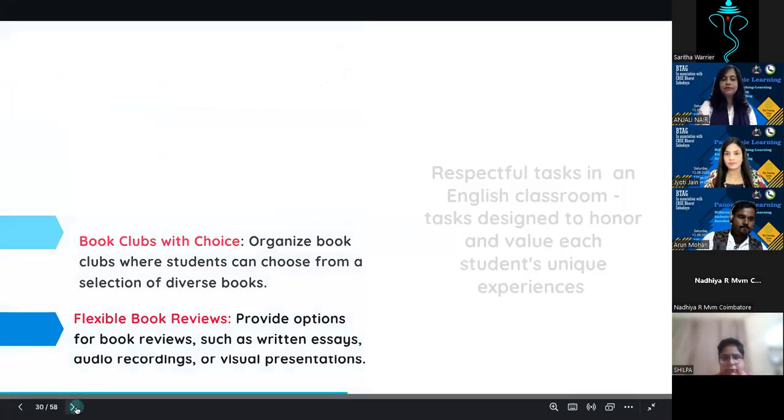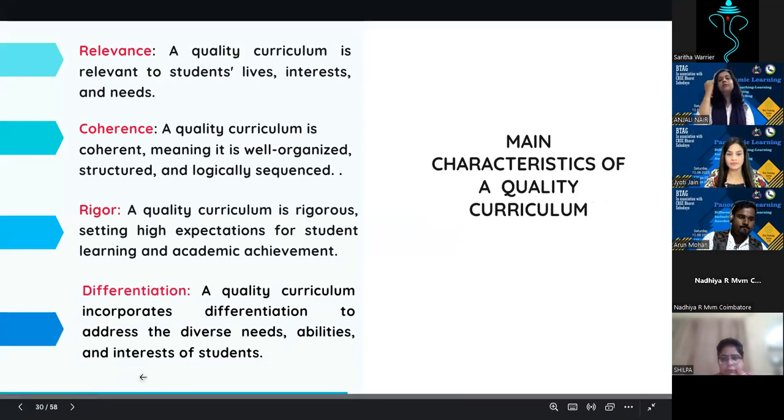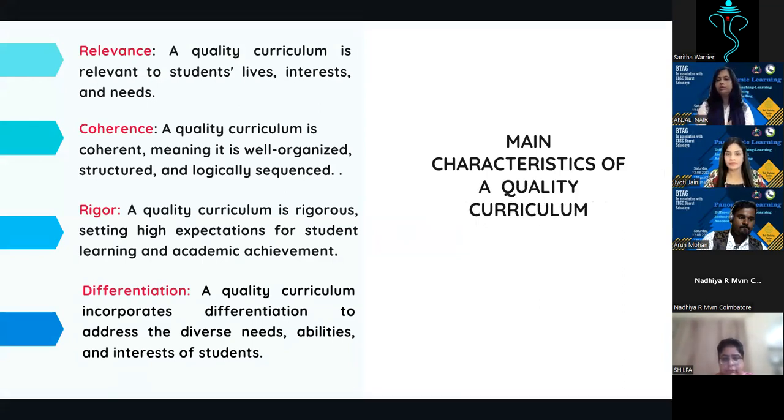Next, quality curriculum. What are the main characteristics of a quality curriculum? It is relevance, coherence, rigor, and differentiation. A quality curriculum is always relevant to students' life, interests, and needs. It is coherent, that is, it is well organized, structured, and logically sequenced. A quality curriculum is rigorous, setting high expectations for student learning and academic achievement.